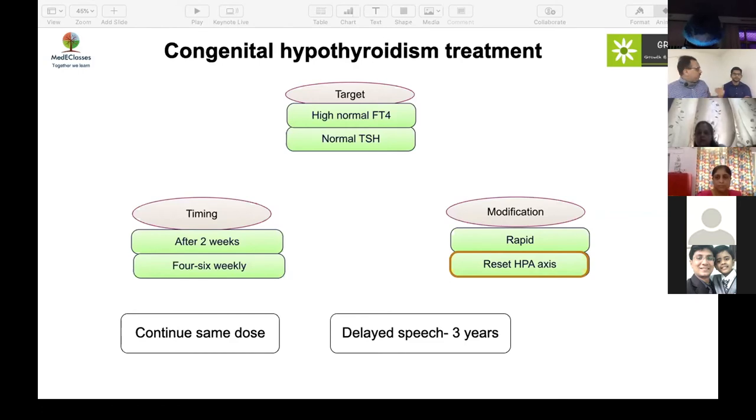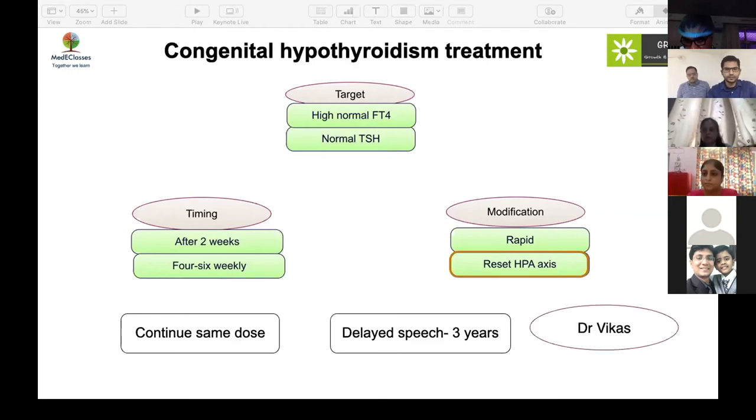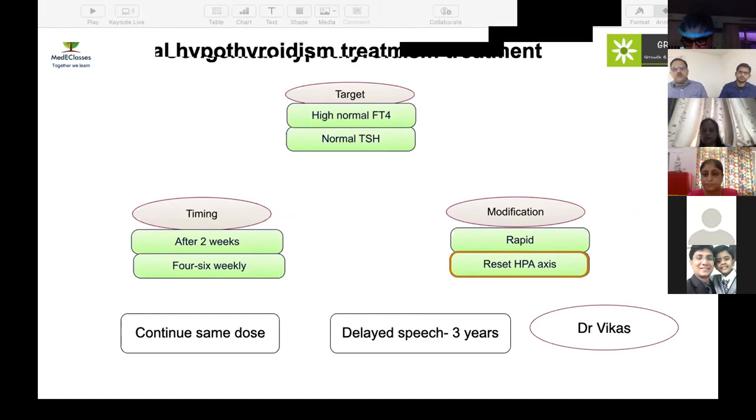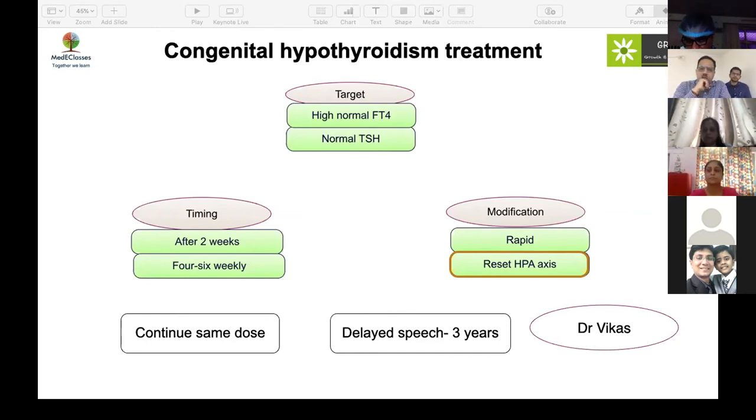Then on follow-up, what happened? There was a delay. At 3 years of age, they could notice that this child had delayed speech. And further, what would be done? So now we have a case of dyshormonogenesis, and what we see is that he has now a delayed speech at 3 years.